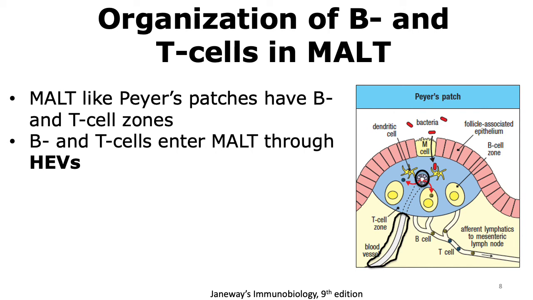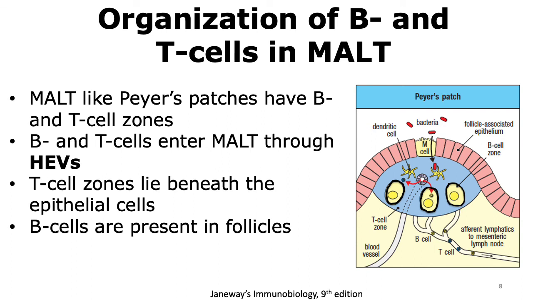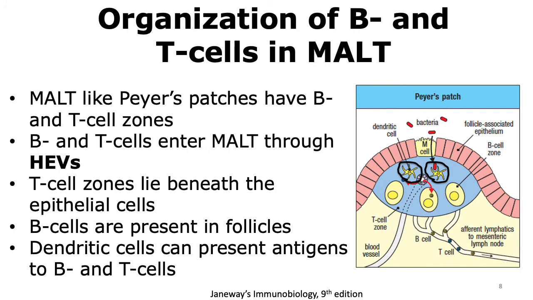Now the B and T cells will enter the MALT through the high endothelial venules, which is what is shown in that black circle. Once they enter there, the T cell zones are the portions that lie right beneath the epithelial cells, and that is what is shown in blue in this figure. And we can see that that is right below this box-like pink, which are the intestinal epithelial cells. The B cells are, on the other hand, present in these follicles that are shown in yellow. Now, dendritic cells are also present in the Peyer's patches, and they are able to display antigens to the B and T cells.